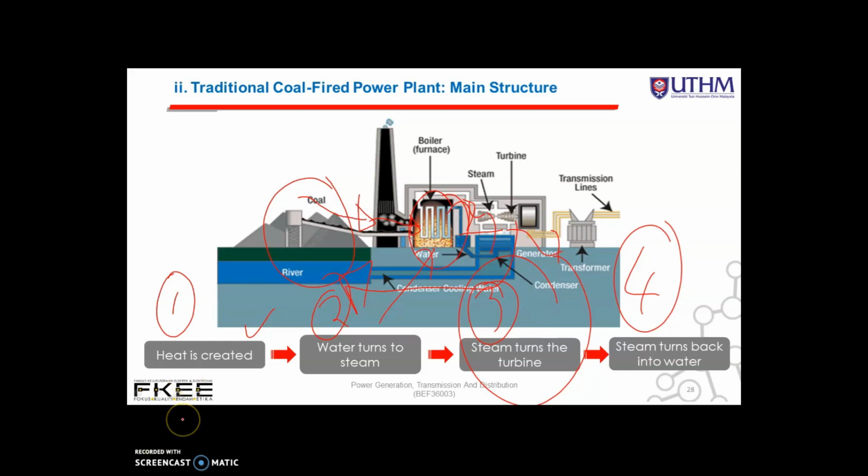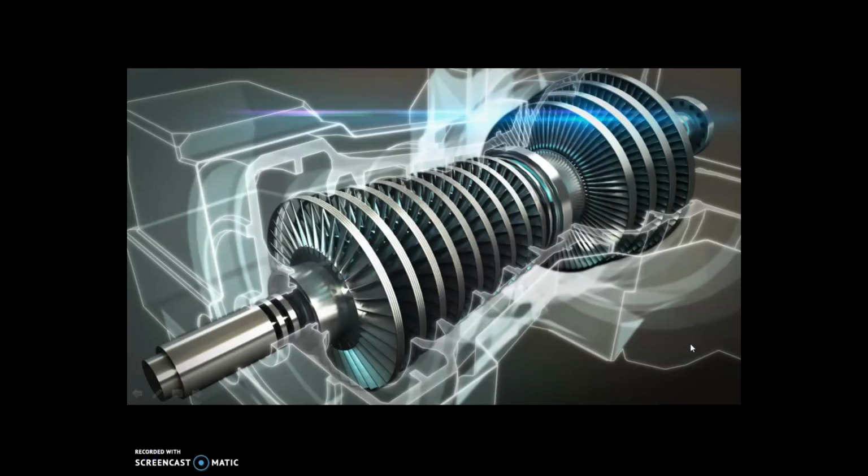So this is the complete process of producing electricity from the traditional coal-fired power plant. This is the figure of the giant steam turbine blades that turn the turbine shaft.